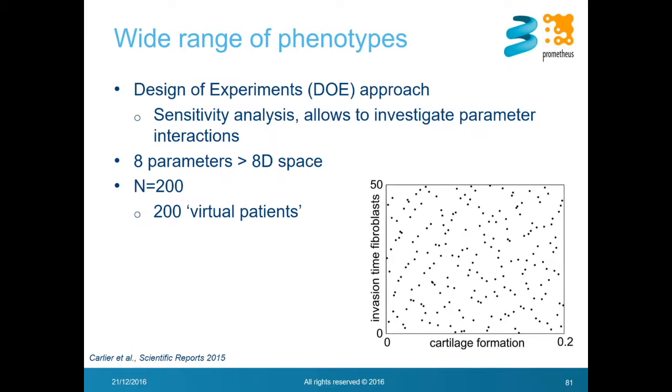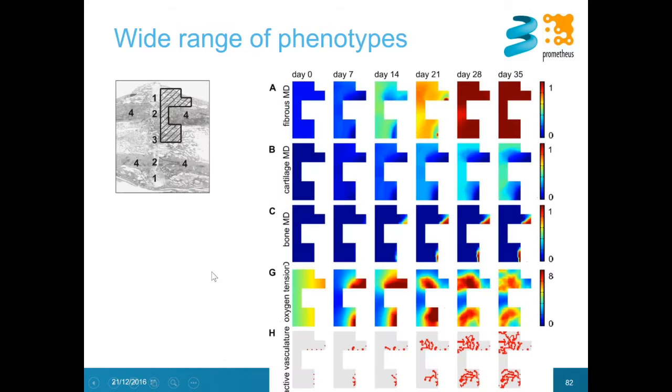the parameter values related to those processes were varied between the normal value and either 0 or a maximum value. So to have a scan, if you wish, of the entire diversity that could arise from this NF1 mutation. So we had 200 virtual patients that all had a combination of these 8 parameter values somewhere between the normal situation and the total problematic situation.